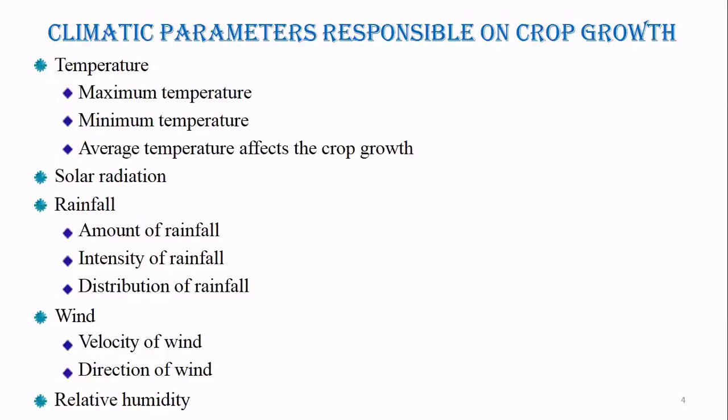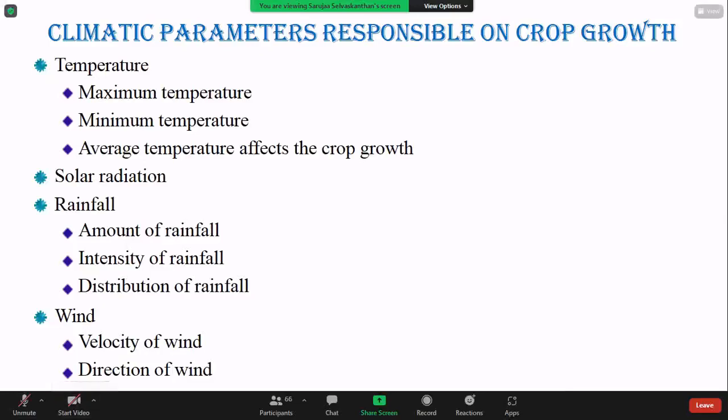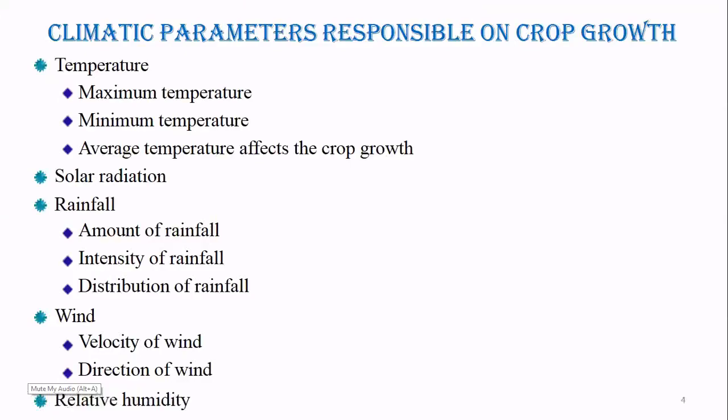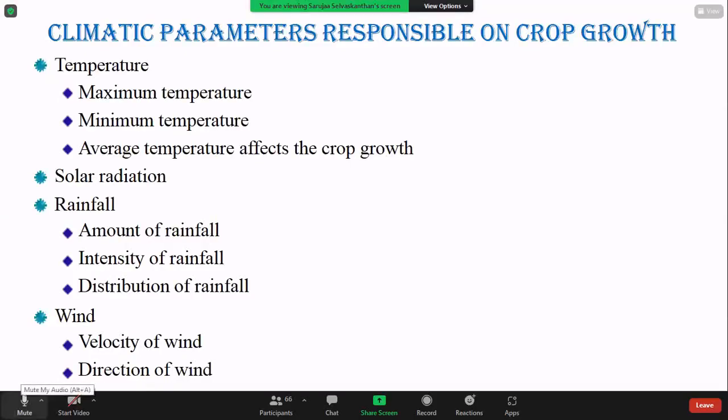Direction of wind is measured by... anyone? Anemometer. Anemometer means speed. Wind vane. Yes, wind vane. You can clarify that it measures speed. Yes, good. Wind vane. Okay.